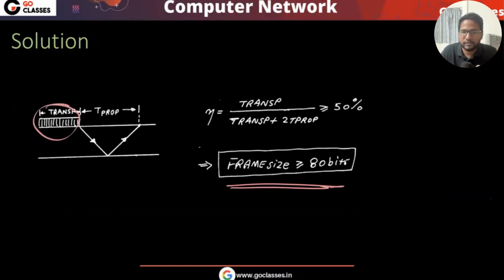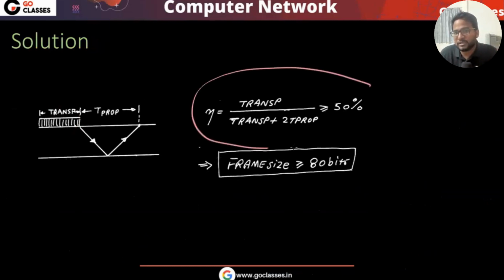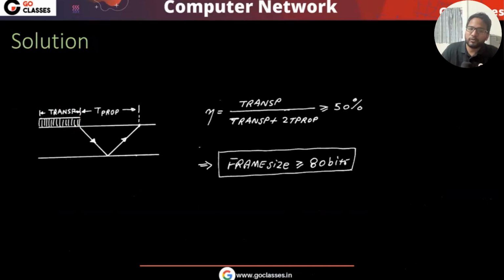And after that, this is the diagram that they have shown. Is this okay to everyone? So basically, you understand here that if you want to achieve some efficiency, then what is the way to achieve the efficiency? In stop and wait, we first transmit and then we wait for the propagation, right? We wait for the propagation.